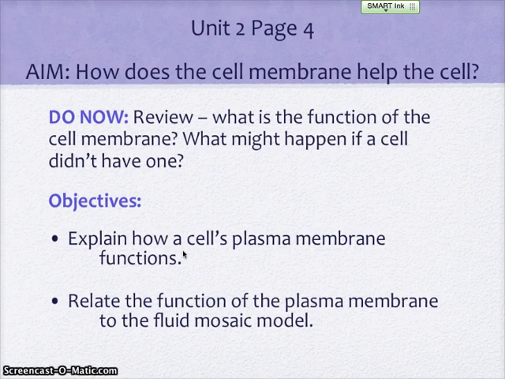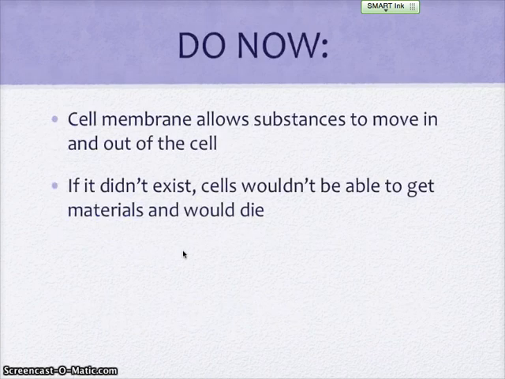Today we'll cover two objectives. We'll discuss the plasma membrane or cell membrane's function, and we'll also relate the function of this membrane to something called a fluid mosaic model, which we'll show in some pictures later on. So hopefully you got that the cell membrane allows substances to move in and out of the cell. If it didn't exist, cells wouldn't be able to get those materials, and it potentially could die.